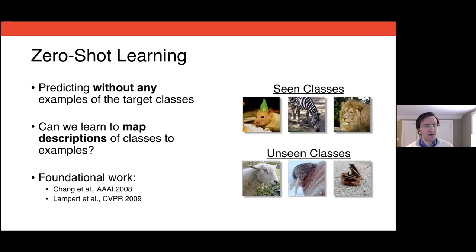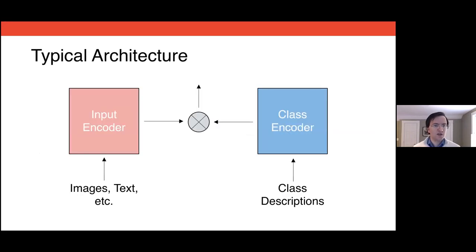So this is an area of machine learning that's been studied mostly for the last 10 or 12 years or so. A lot of the foundational work was done in the late 2000s. Chang et al. and Lampert et al. are some of the foundational papers. Since then, like a lot of things, deep learning has taken over. And so a lot of work on zero-shot learning looks something like this architecture here.